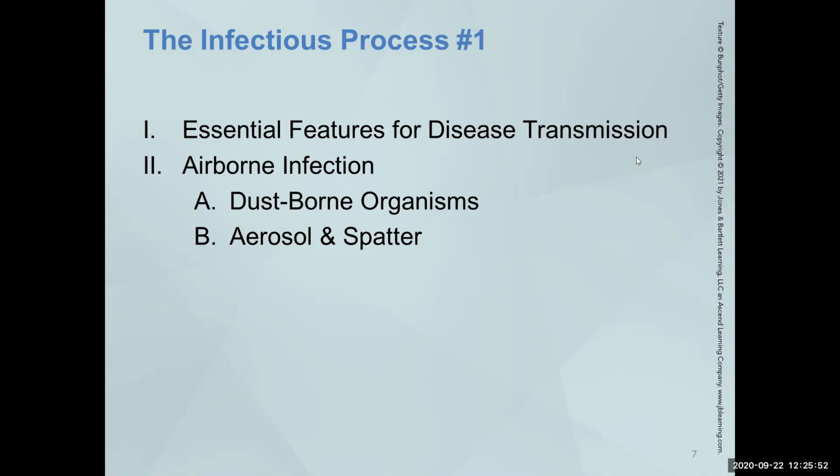Essential features of disease transmission. Now the book goes into a lot of other things, what an aerosol is, which is the smallest particle. Then there is spatter, which is a little heavier. And then there's splatter, which is even bigger. You want to know what the origin of that spatter is.